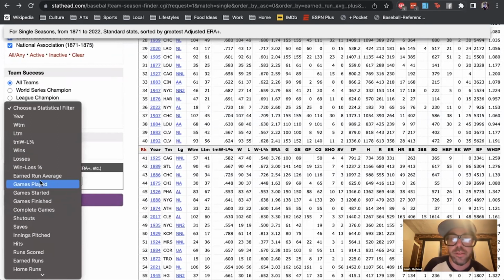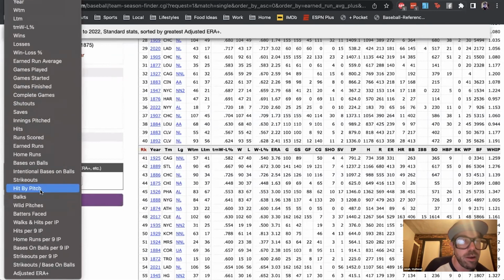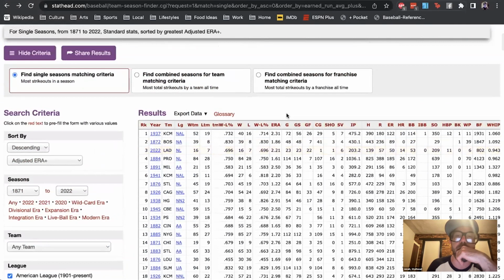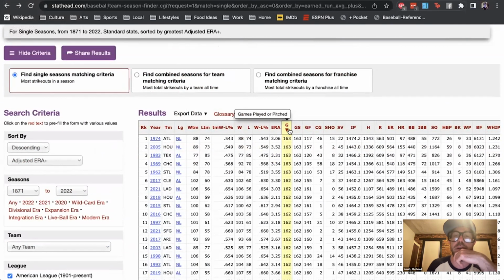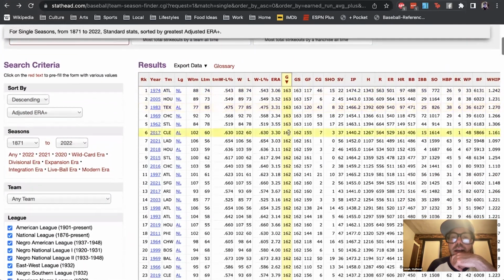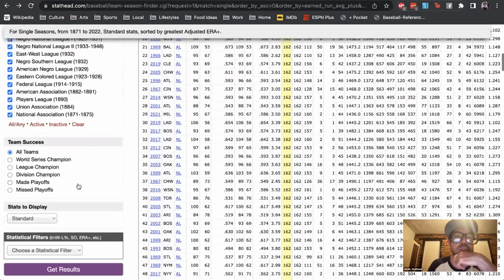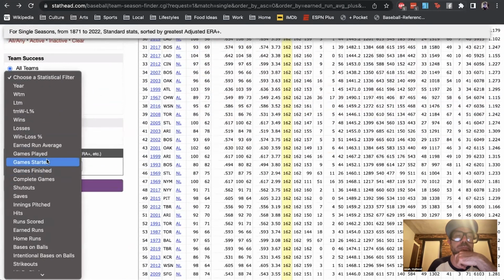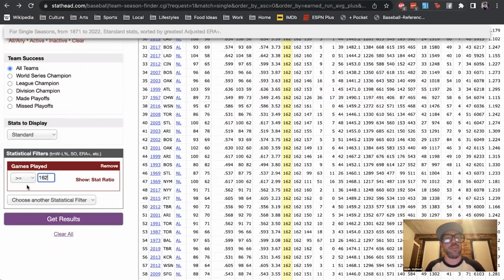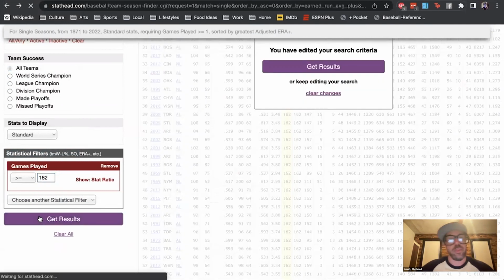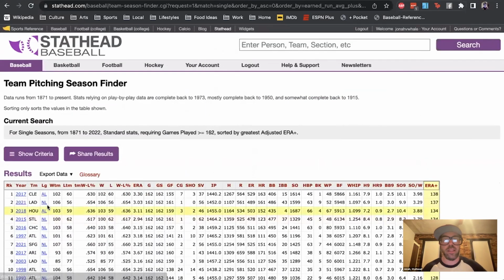So we would want to go up here, maybe sort by games. And there we go. We can see some 163, some 162. So I'll go here to the statistical filter, go to games played, hit 162, click get results. And there we go.